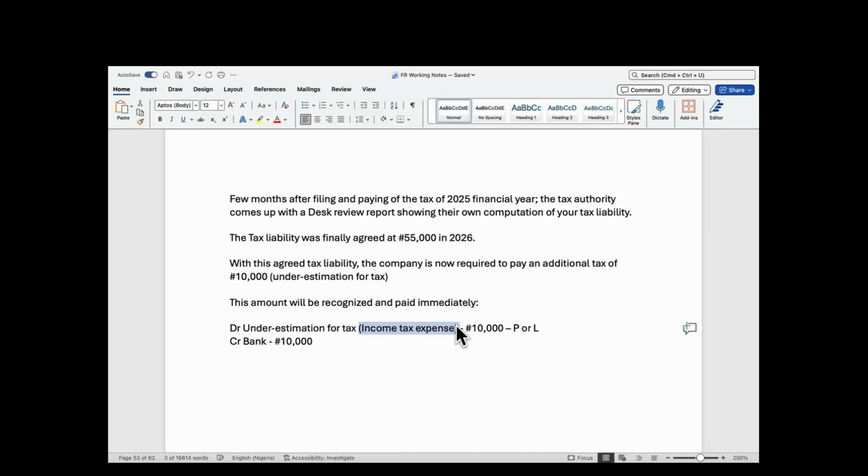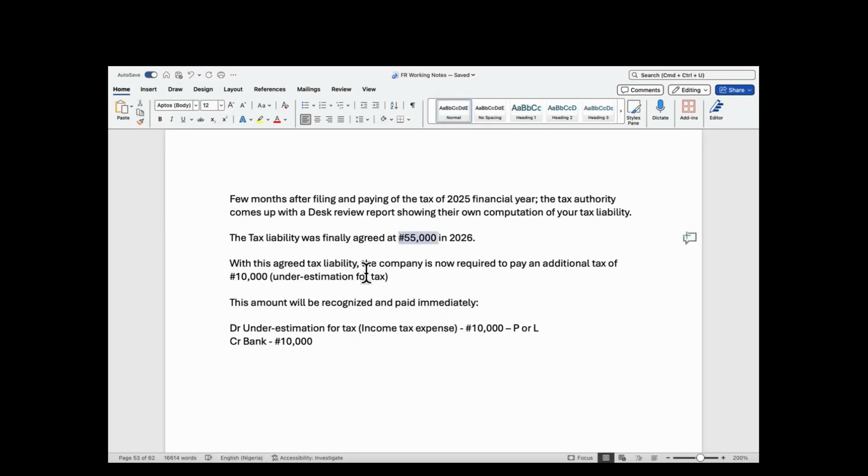It will include under or overestimation for tax of previous years and all of that. So, and this is the process flow for current tax. That is all. It's not more than that.